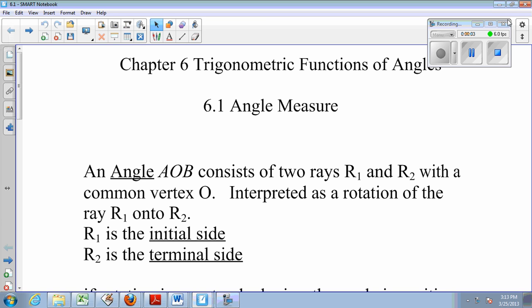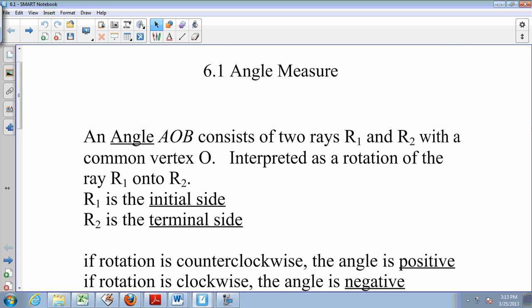Chapter 6, Trigonometric Functions of Angles. 6.1 is about angle measure. An angle, AOB, consists of two rays, ray 1 and ray 2, with a common vertex, O. It is interpreted as a rotation of ray 1 onto ray 2. Ray 1 is the initial side, and ray 2 is the terminal side.